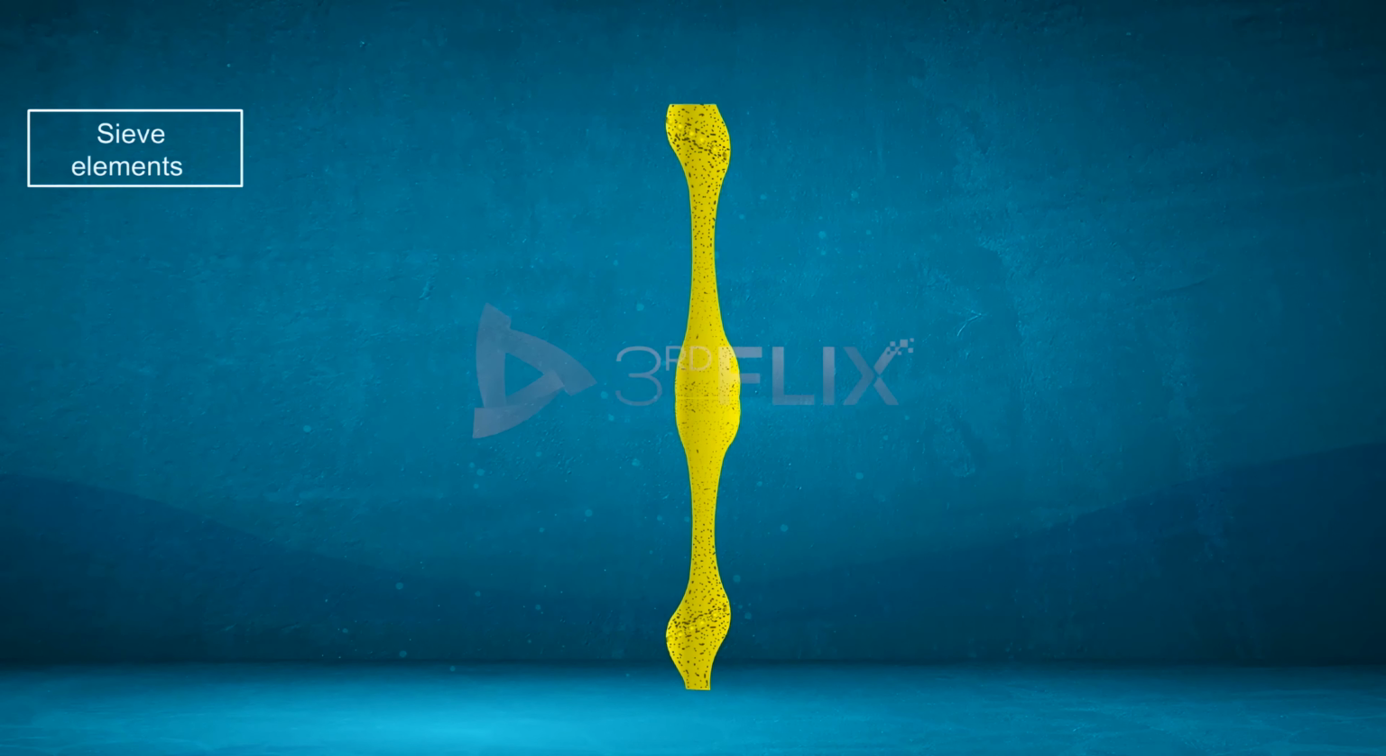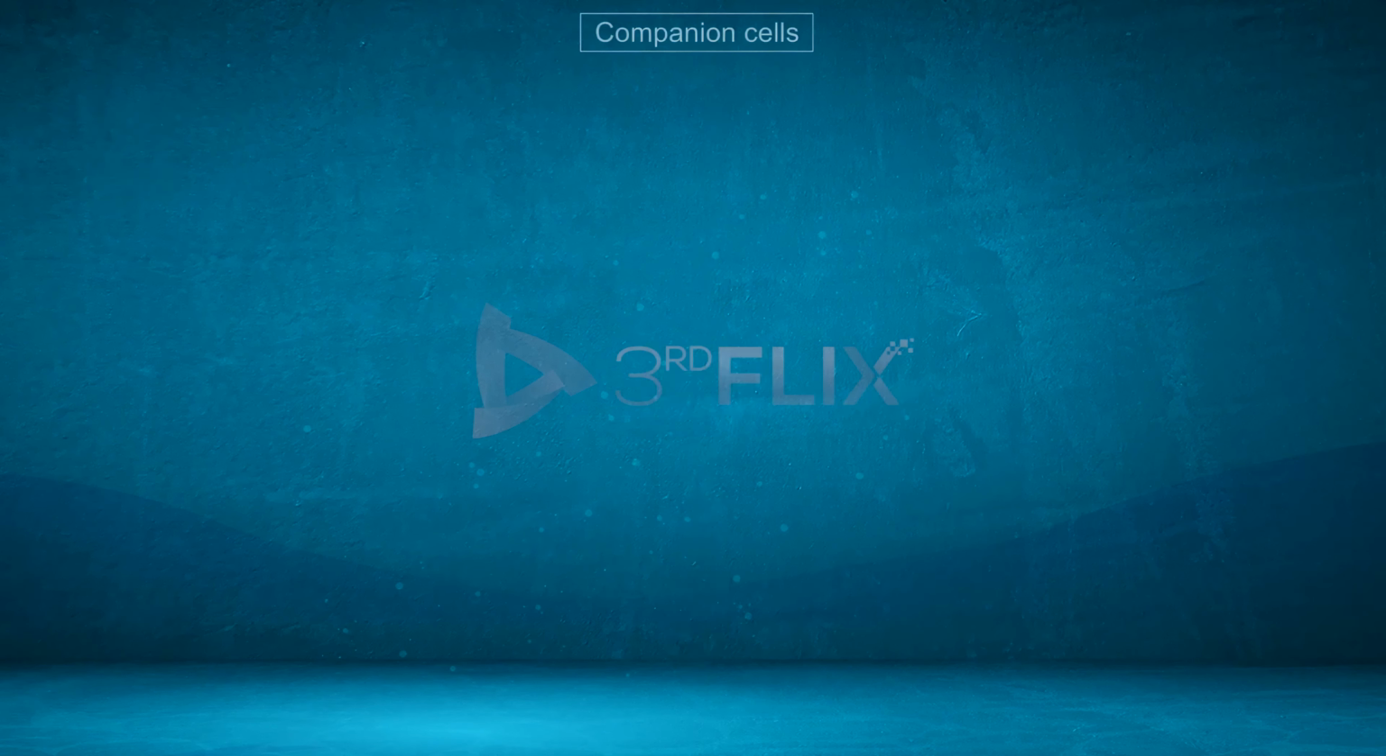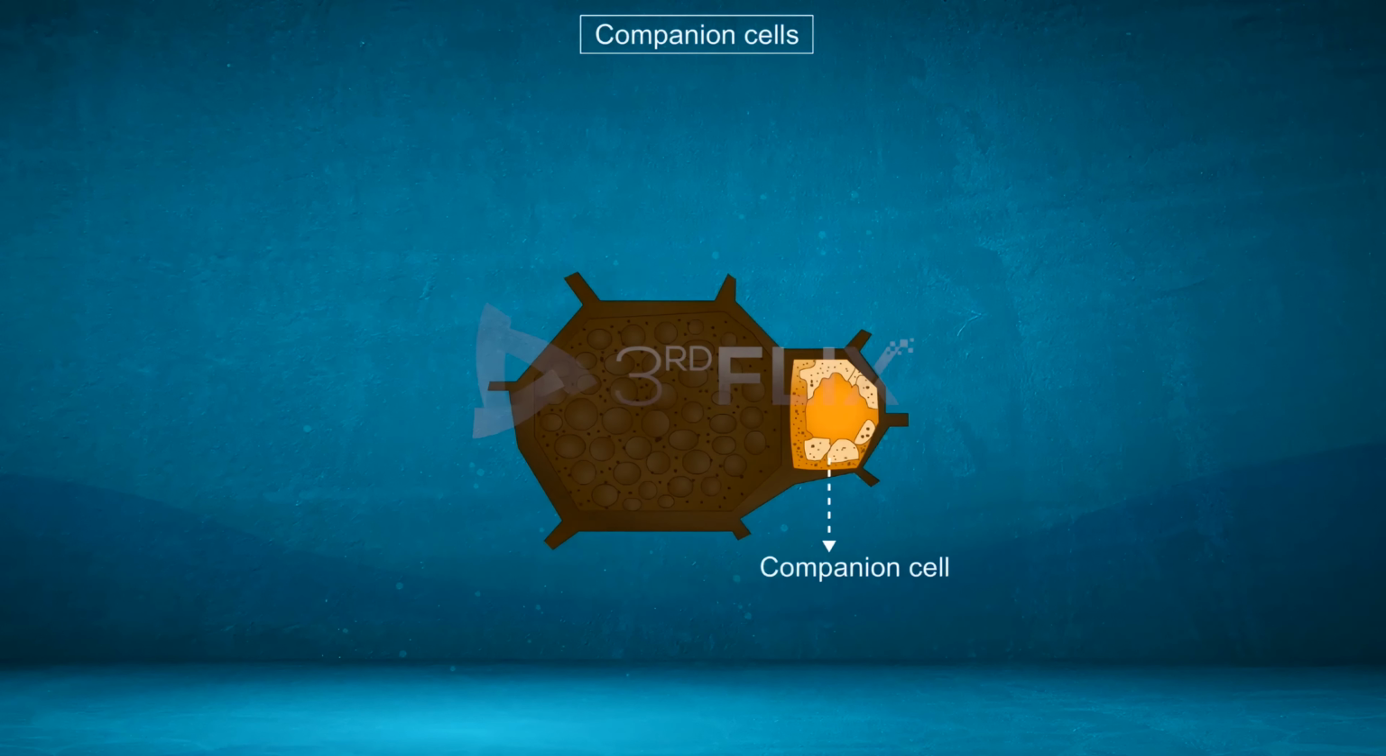These are arranged vertically one above the other through cross walls that are perforated to form sieve plates. Companion cells. These are closely related to sieve tube members. They consist of a large nucleus in the dense cytoplasm.